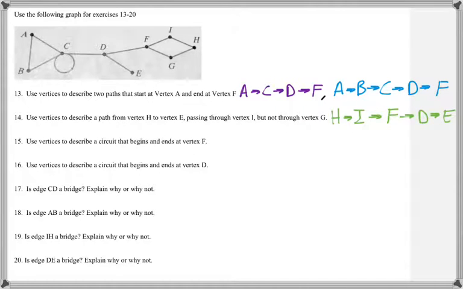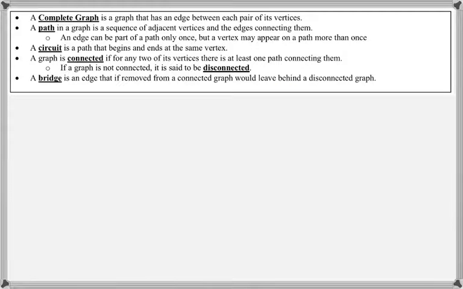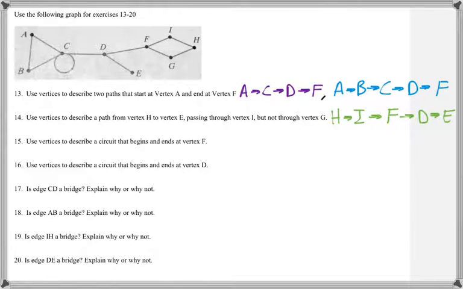Number 15 says, use vertices to describe a circuit that begins and ends at vertex F. Now remember that a circuit is a path that begins and ends at the same vertex, and we can't use an edge more than once. So if we go F to I to H to G and then back to F, this would be a circuit.